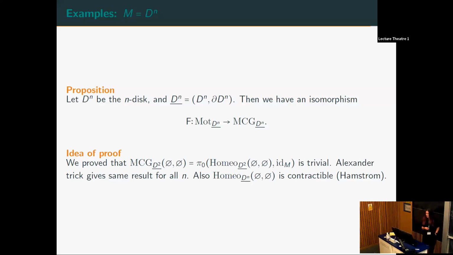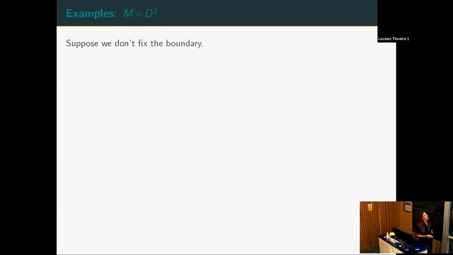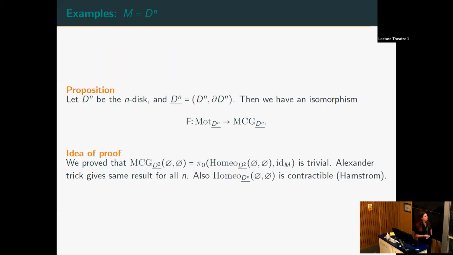How do we see this? Well, we already gave the example that the mapping class group is always trivial. So pi 0 homeo d squared empty empty is always trivial. And we can actually extend the Alexander trick to any n. So this always works, that the pi 0 is true. And then Hamstrom proved that in general it's also contractible. So that's everything we need to prove that result.